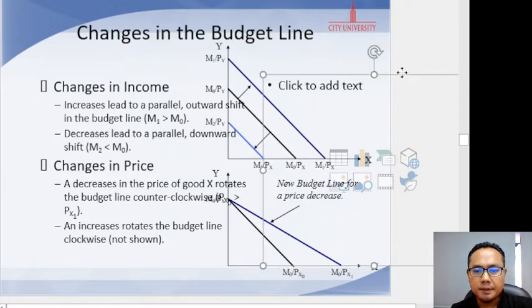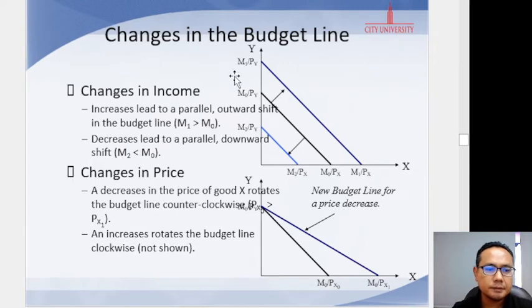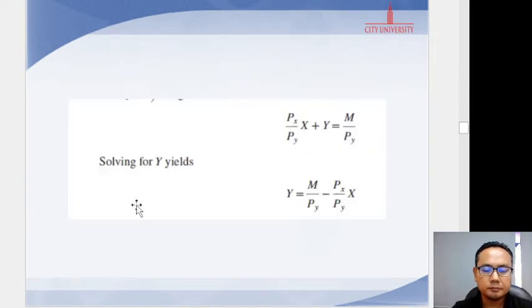It's not so visible here. We'll add it, just a minute. I want to show you the budget set figure.